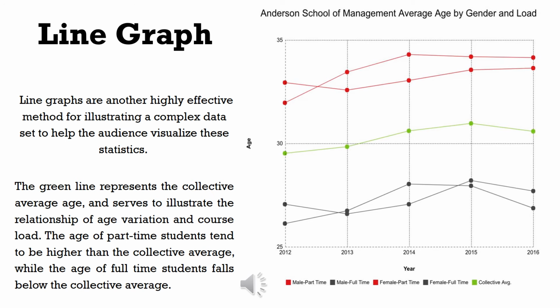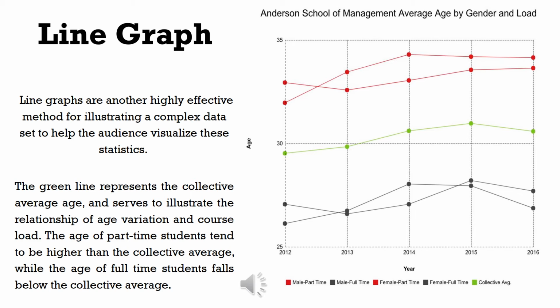Hi, my name is Tyler Profit, and I'm going to be presenting the line graph that our group came up with to represent the Anderson School of Management average age by gender and load data set. So what you're going to notice when you look at the graph immediately is the green line sort of in the middle of the graph. I went ahead and made this a bright color so that it would pop off the page because it really is an important part of this data set.